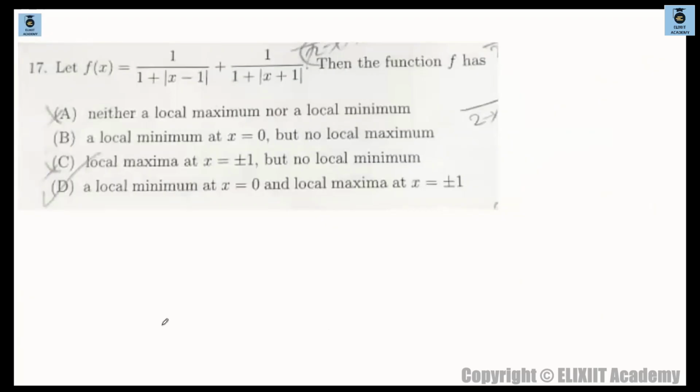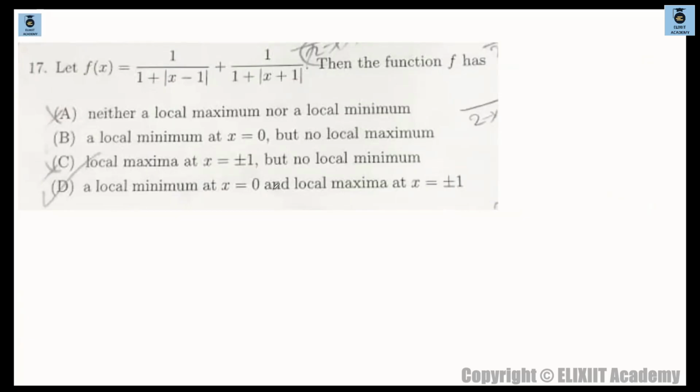Okay, next we have this question, which says that f(x) is given to be one function. We have to state whether the function has local maxima or local minima at these specific points, plus or minus 1 or 0. Basically, we have to analyze these points, which come from the function itself. It's better if we plot a rough diagram of this particular function.